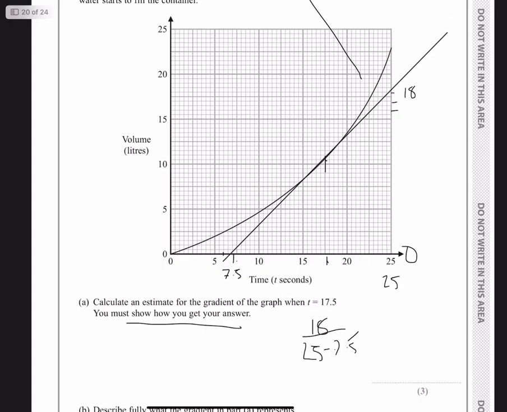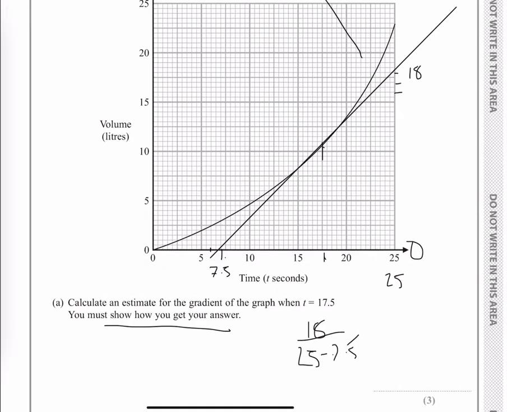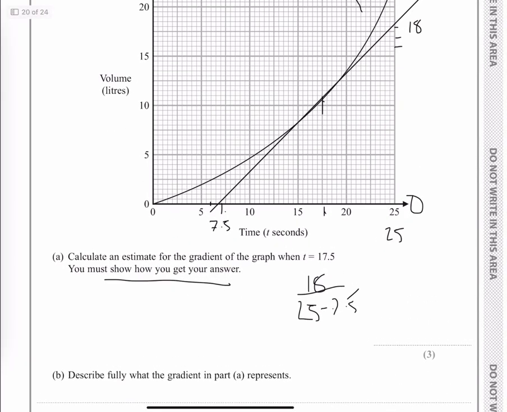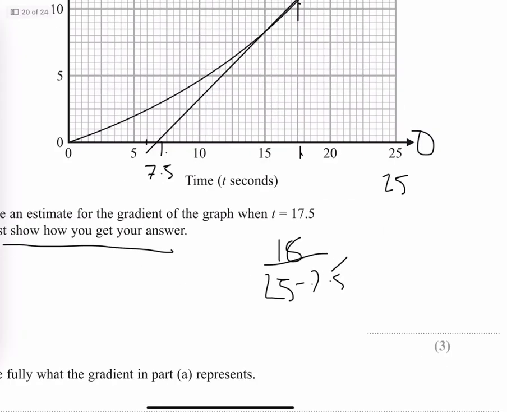Check our units. Are our units okay? Yeah, I think so. So that's 18, if my calculator will behave itself. 18 over 25 minus 7.5, which gives us 1.02.